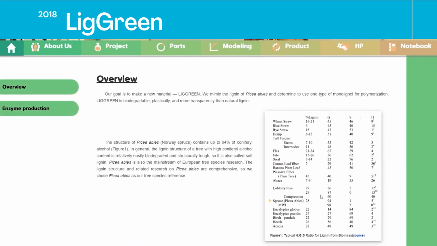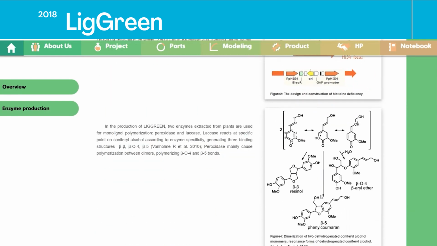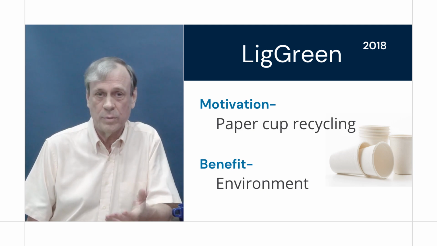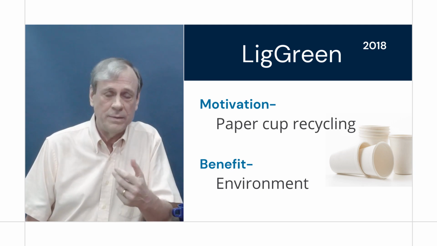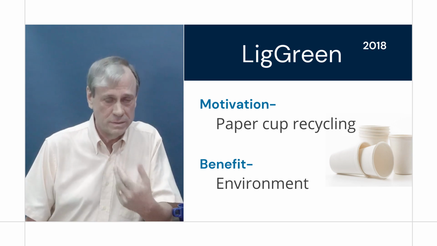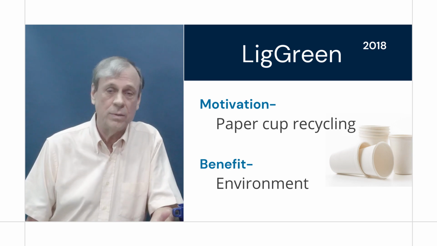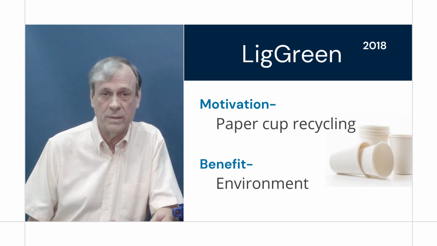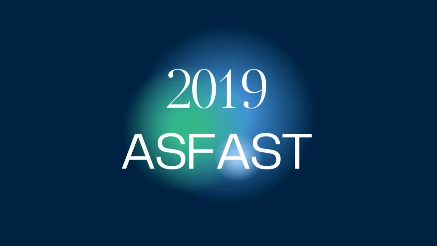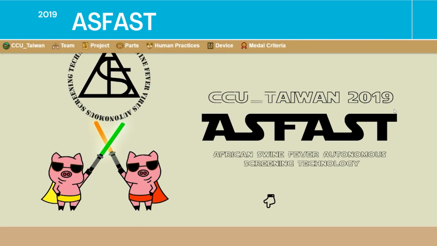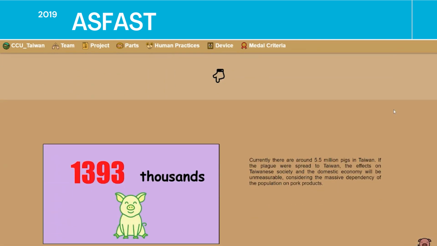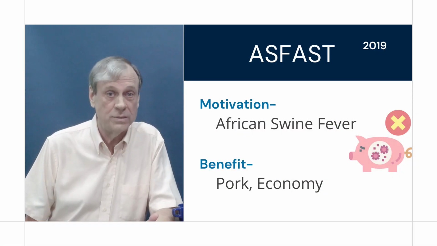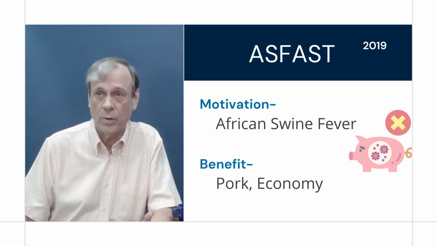And then Ligreen. Ligreen is lignin green. It was a paper cup liner that would allow the cups to be more easily recyclable because it's not plastic. And this would benefit the environment because, again, it makes recycling much easier. It's therefore also a benefit to the recyclers because it's more economically feasible. The third one was ASFAST, a test for African swine fever. And this would benefit the pork industry as well as, of course, the economy in general, since so much of Taiwan's economy depends on pork.